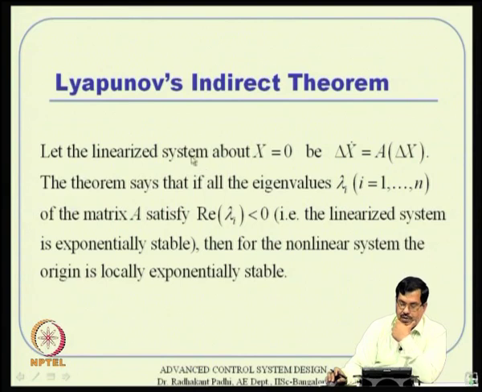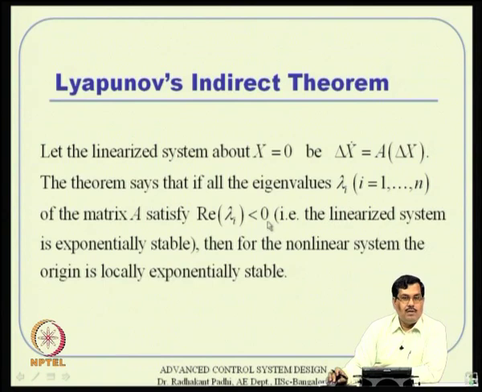Okay, what is that theorem? It tells us to linearize the system about the equilibrium point, whatever nonlinear system we have, and we get delta x dot equal to A times delta x, by linearizing the original nonlinear system about the equilibrium point. Then this theorem says that if all the eigenvalues lambda i of this matrix A satisfy the left half plane property, that means the real part of all lambda i is less than 0, which means the linearized system is exponentially stable, then for the nonlinear system, the origin is locally exponentially stable as well.